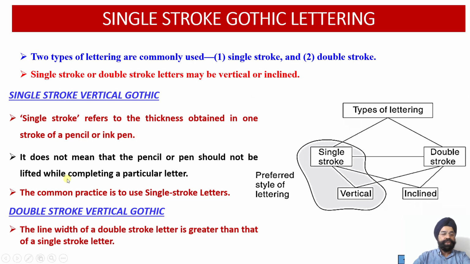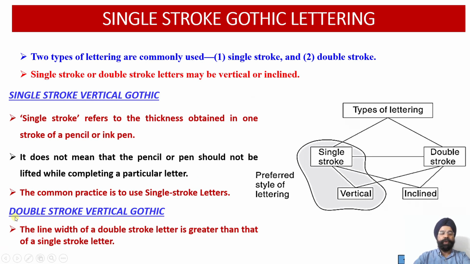So here you see, while we write down the letters in the single stroke vertical Gothic lettering, it does not mean that the pencil or the pen should not be lifted while completing a particular letter. Only thing is, we have to use a single stroke to write down every component of a given alphabet.